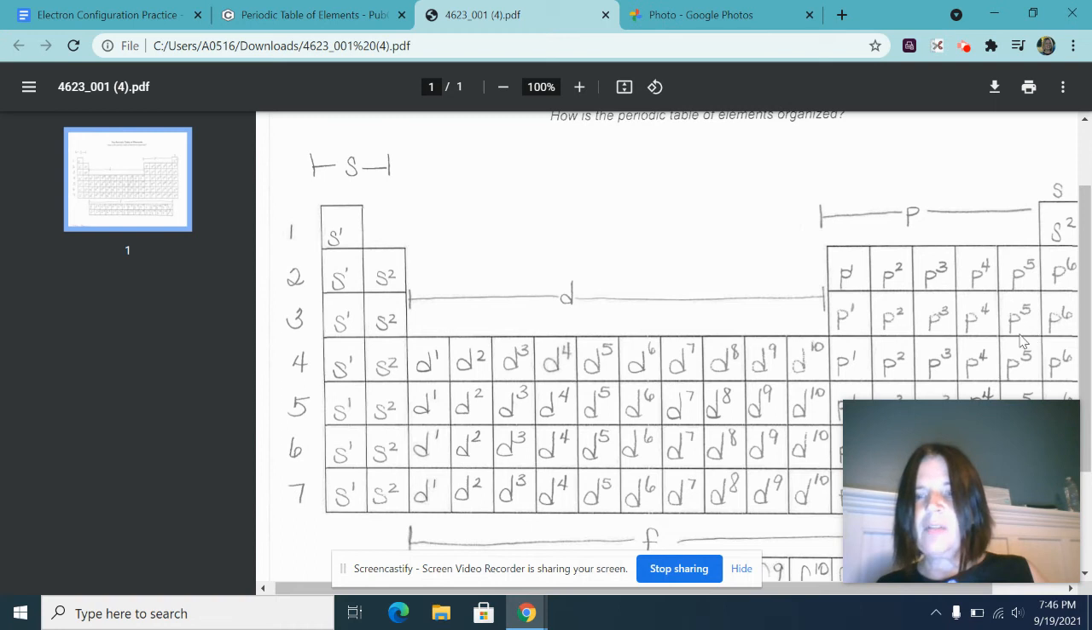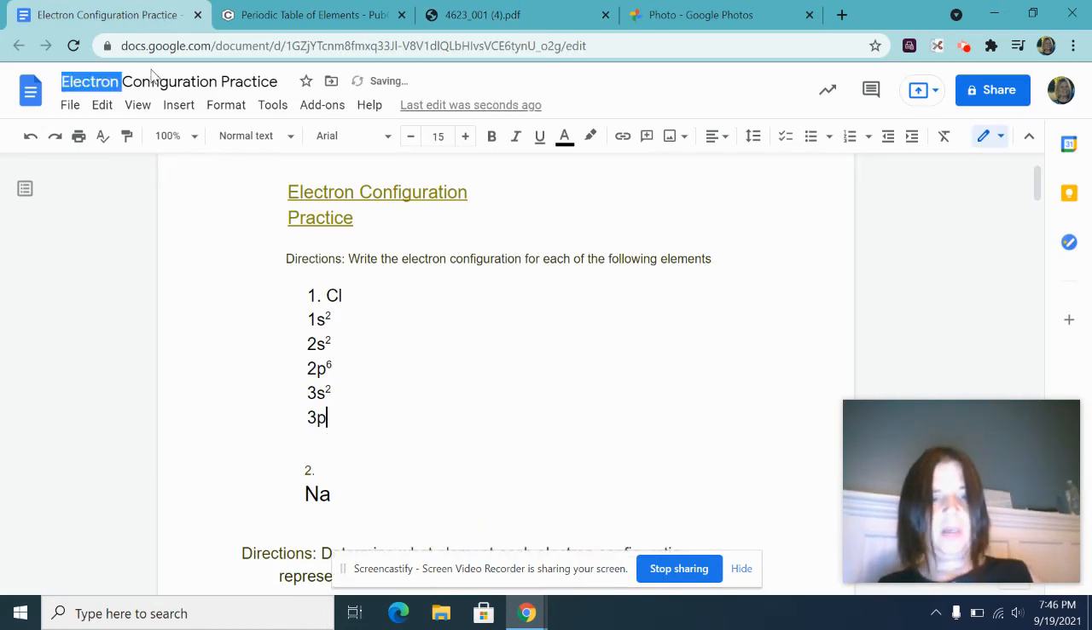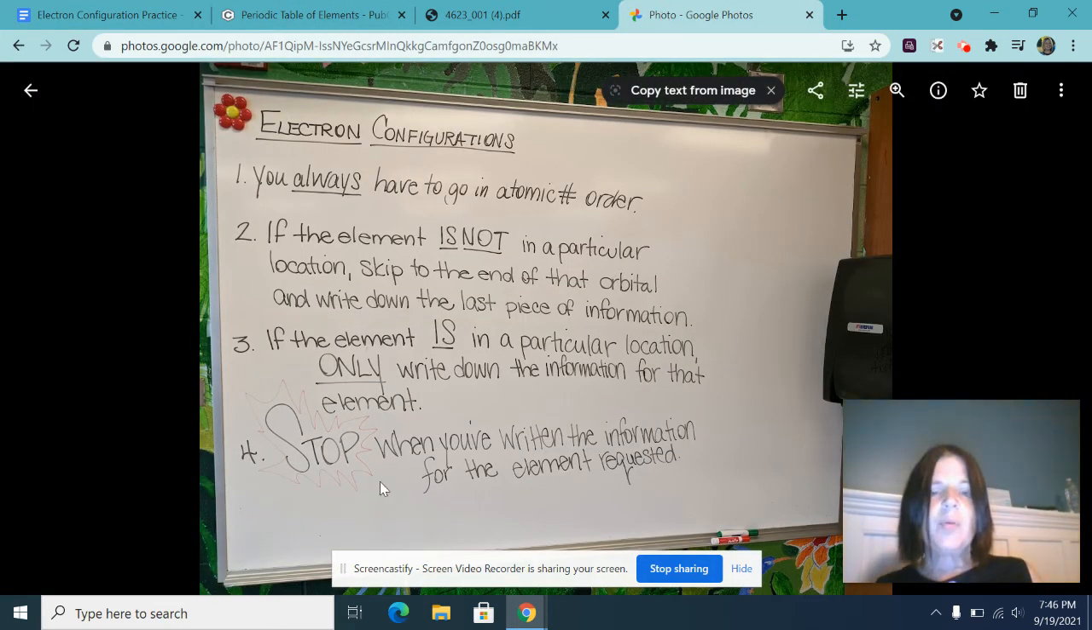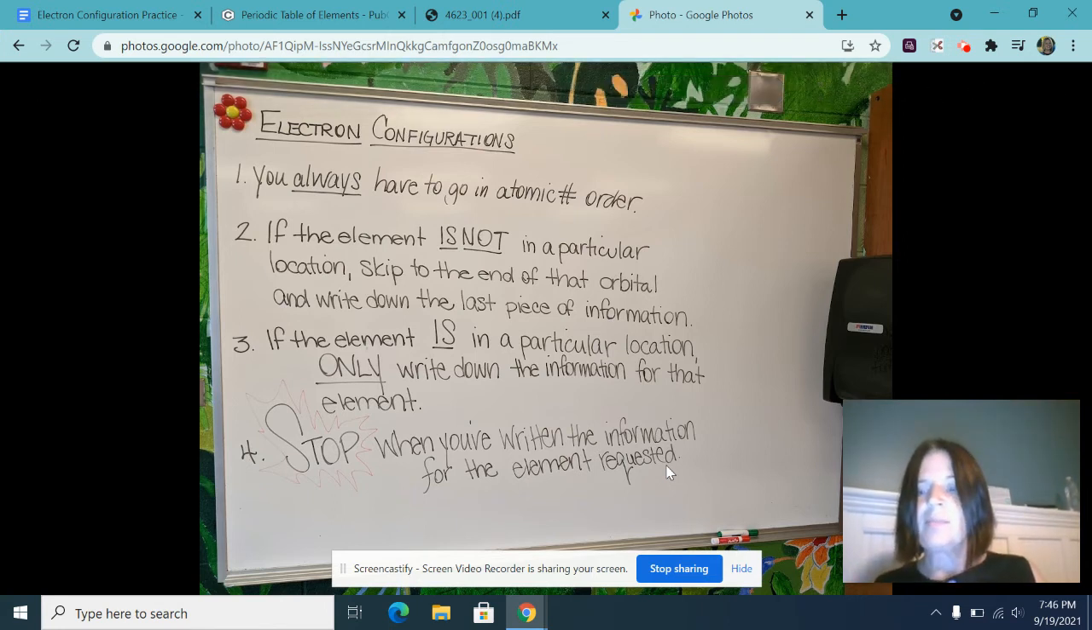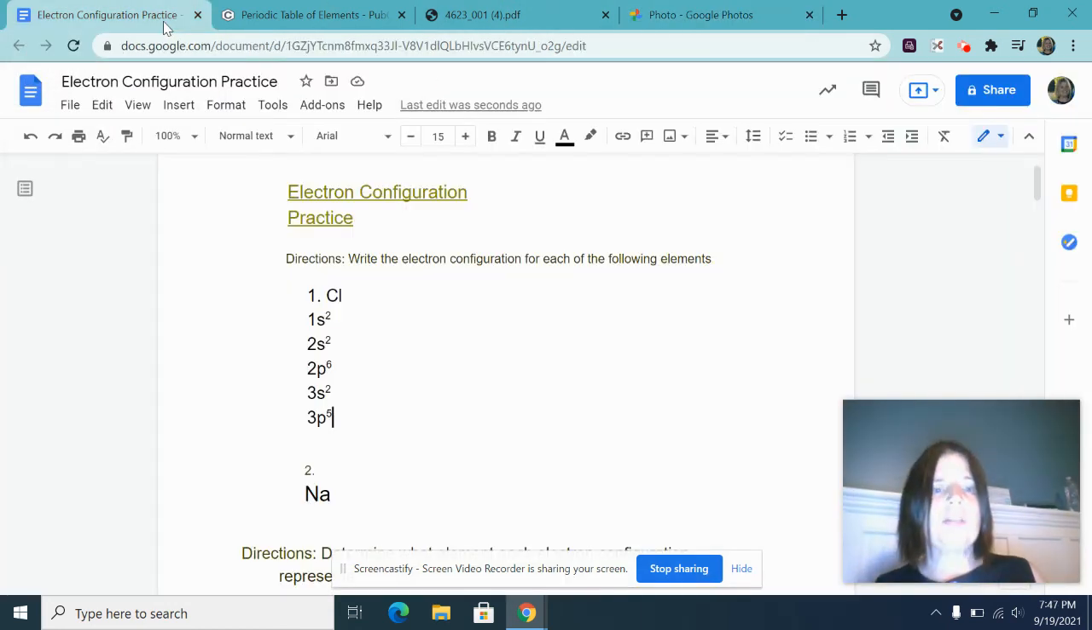So what we need for chlorine is just 3p5. Right, so we're going to write down 3p5, and then the rules actually say that we can stop when we've written the information for the element requested. So we got to chlorine, we wrote down its element as 3p5, so we should be done, right? But let's see if that electron configuration that we wrote for chlorine is correct.